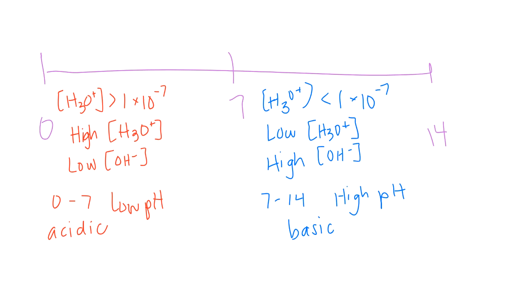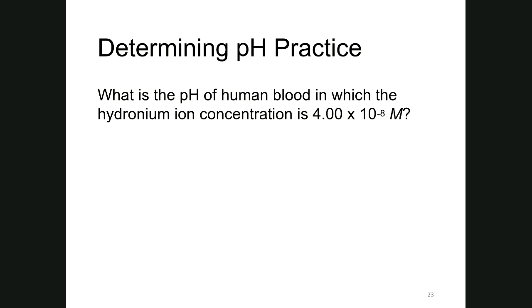All right, so this question is asking us to find the pH of human blood. And we're told that the hydronium ion concentration is 4 times 10 to the negative 8. So we know that pH is equal to the negative log of hydronium. All right, so how do we solve for pH?